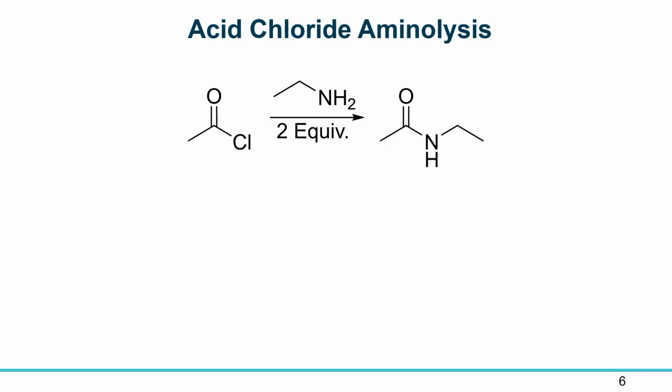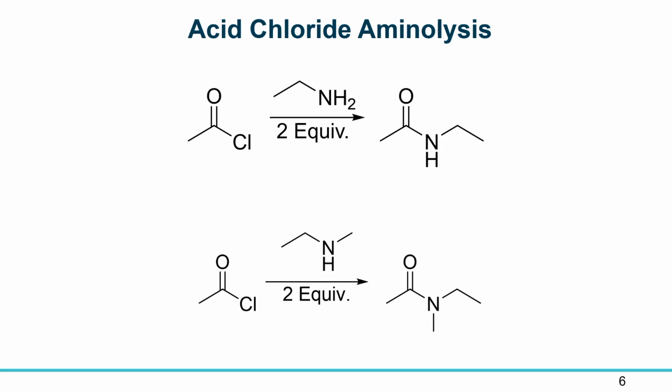Acid chlorides can undergo aminolysis with primary amines to give secondary amides. Instead of using pyridine, two equivalents of the amine can be used. The first equivalent performs a nucleophilic attack of the nucleophilic acyl substitution, while the second equivalent reacts with the byproduct hydrochloric acid to produce an ammonium chloride salt. Seen here, ethanoyl chloride is reacting with 2 molar equivalents of ethanamine to produce N-ethyl ethanamide.